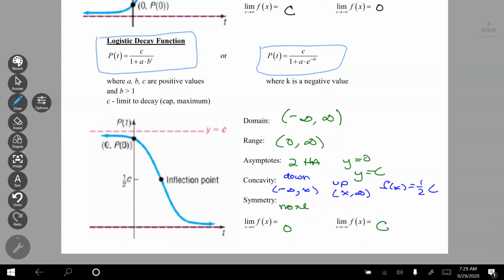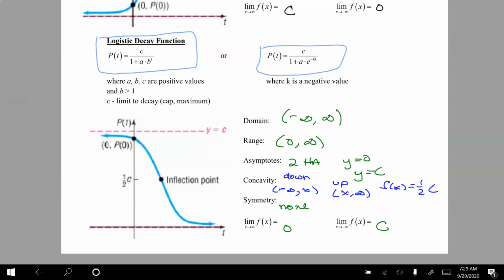There is also a logistic decay function, and the difference is that it's going to start off high at the maximum value of C and it's going to decrease down to 0 in the same S shape as before, but in reverse. We're probably not going to use too many examples that do this, but yeah, you should know what it looks like.